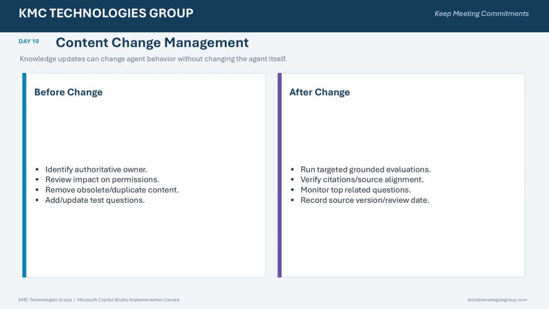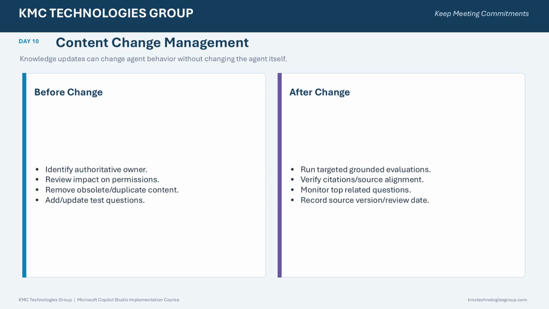First, classify the incident. Is it knowledge, routing, tool execution, identity and security, channel behavior, or a platform dependency? Second, protect users. Disable a risky tool or route users to human support if necessary. Third, collect evidence such as agent version, conversation time, flow run ID, backend result, user identity context, and channel.